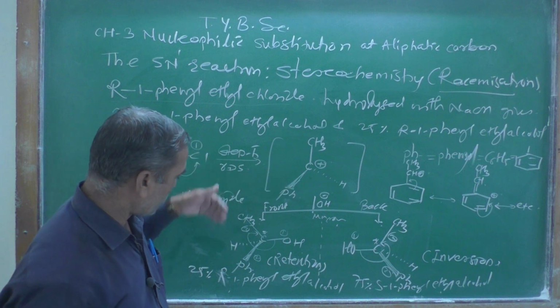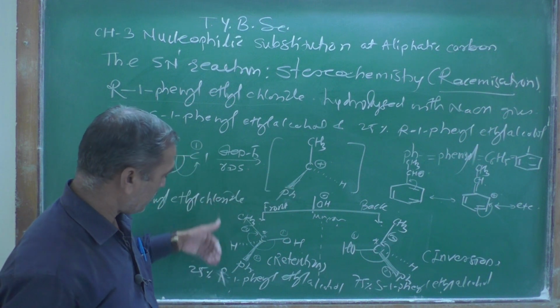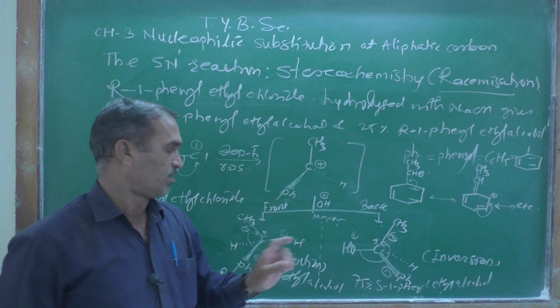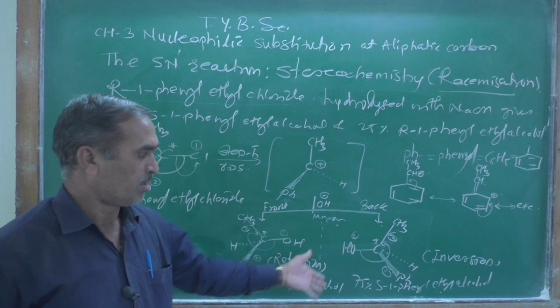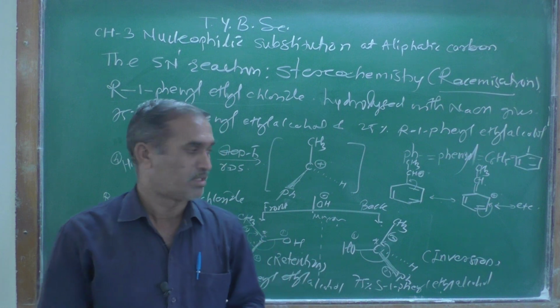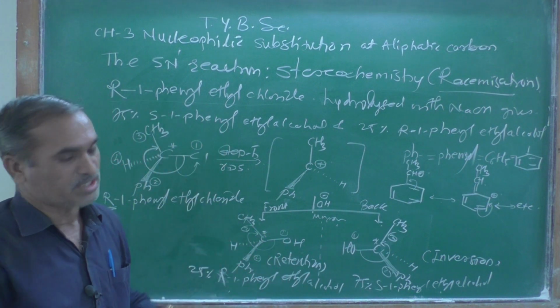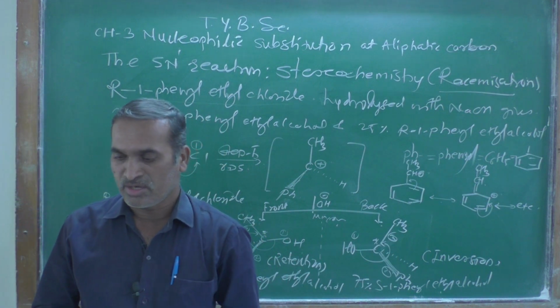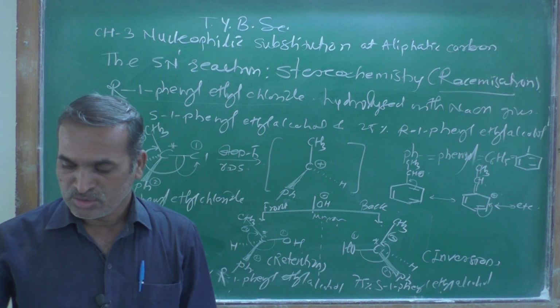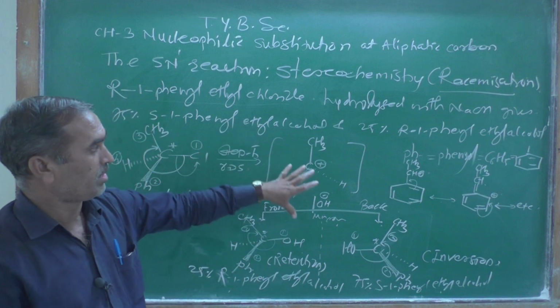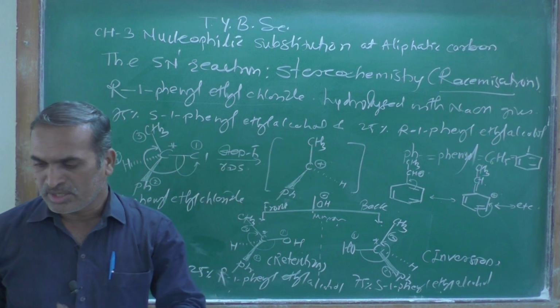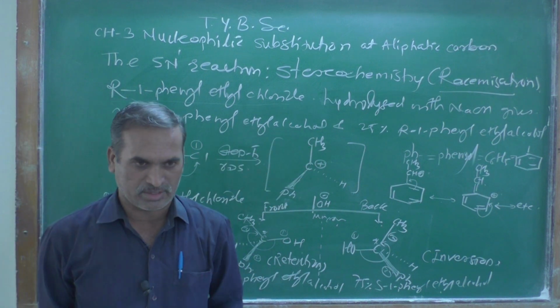The 25% of the retention product cancels the inversion. So finally we are getting 50% racemization for the SN1 reaction. So the stereochemistry or the stability of this carbocation depends upon two factors.